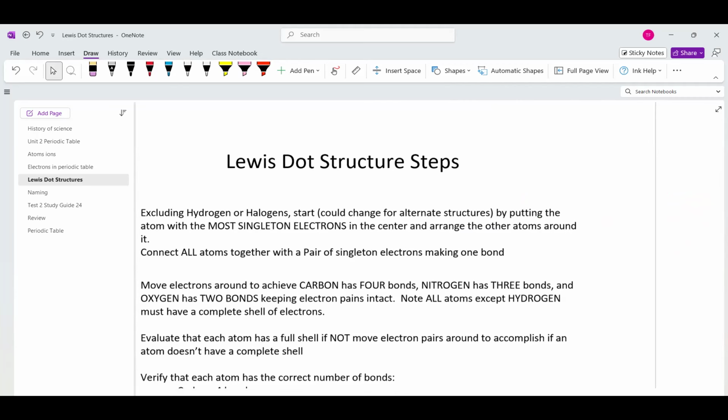Okay, so the next step is evaluate this molecule. Oxygen's got a full shell, hydrogen's got a full shell. You need to make sure that the bonds are correct. Hydrogen has 1 bond, 1 bond. Oxygen has 2 bonds, we have 2 bonds. So this is considered a legal Lewis structure for those 2 items. Full shell and the numbers of bonds are legal.